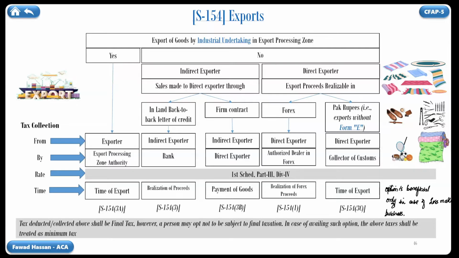You must read about today's discussion in Income Tax Ordinance. We hope you have got the idea of this transaction and its taxation.